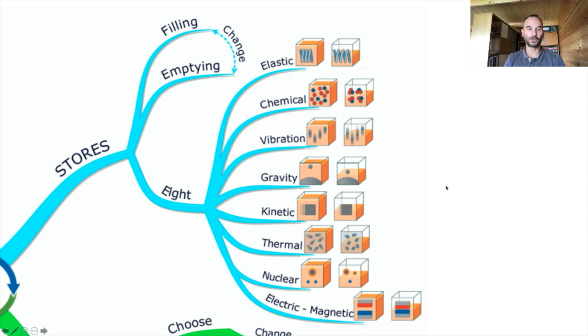You might have been introduced to the energy stores, and these are where there is a change in the system. What happens is that one store will be filled as one or more stores will be emptying. And these are the 8 energy stores that are usually introduced by the Institute of Physics. But in these 3 videos of calculations about energy, we will focus mostly on the elastic store, the chemical store, the gravity store, the kinetic store, and the thermal store, because those are the stores where typically calculations are involved in terms of the examinations your students will take.